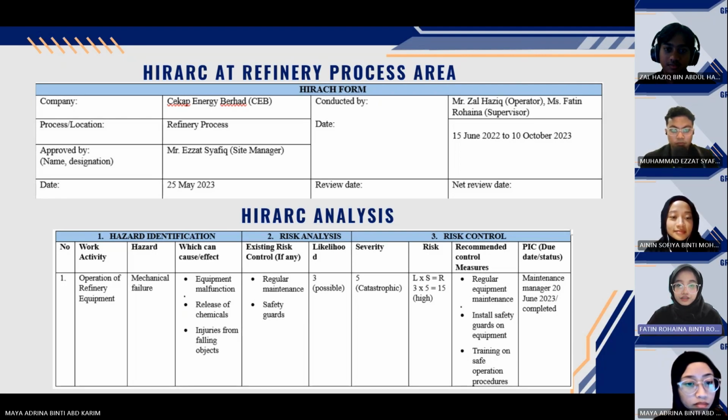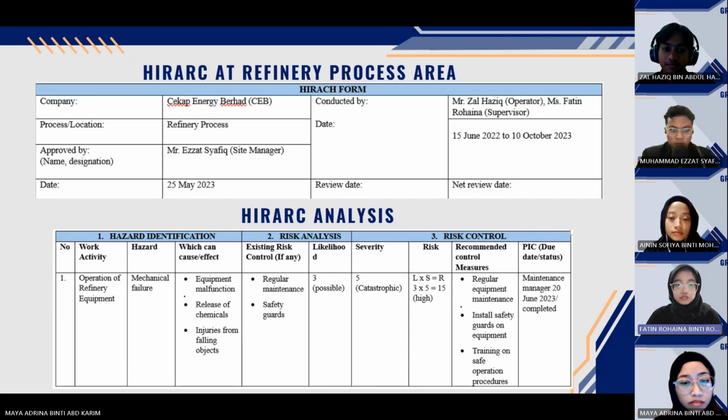Moving on to the detailed hierarchy analysis, we start with the first hazard identification in the operation of the refinery equipment. The primary hazard here is mechanical failure, which can lead to equipment malfunction, release of hazardous chemicals, and injuries from falling objects. Our existing controls include regular maintenance and the use of safety guards. The likelihood of this hazard occurring is rated 3 and the severity is rated 5, leading to a high risk score of 15.